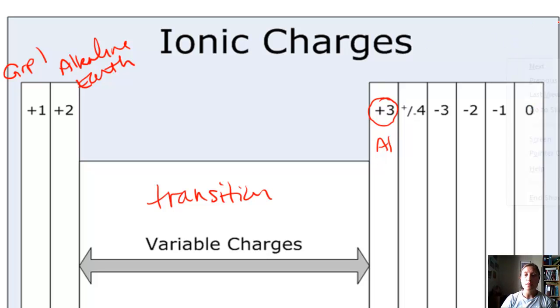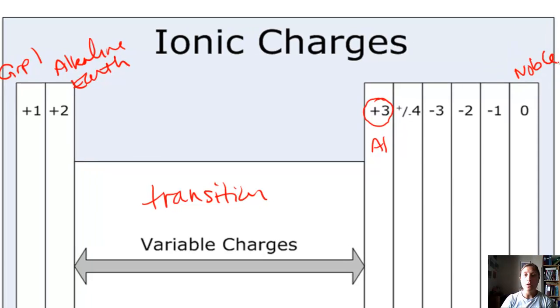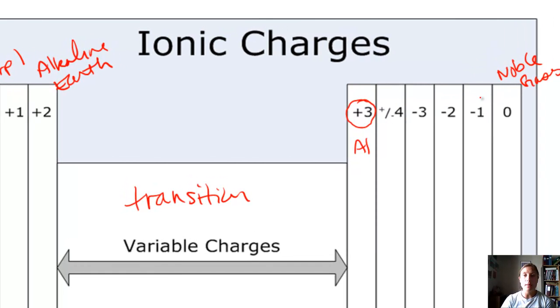We have noble gases, and we know that they have no charge because they're already stable on their own. Then we've got the halogens, which all gain 1 electron. Then the next group gains 2 electrons. The next group gains 3 electrons.